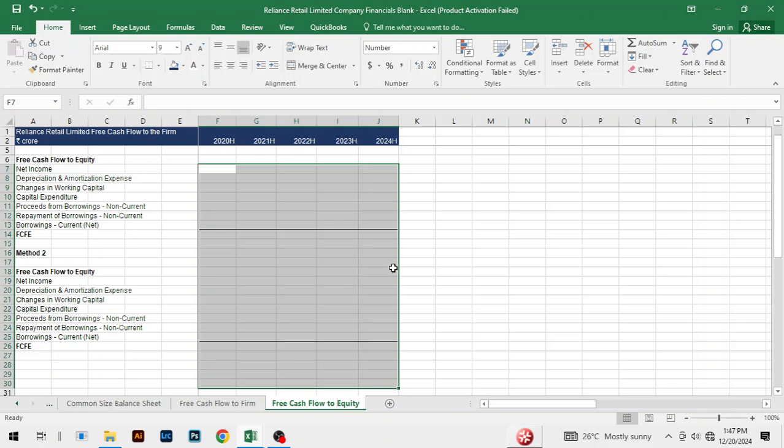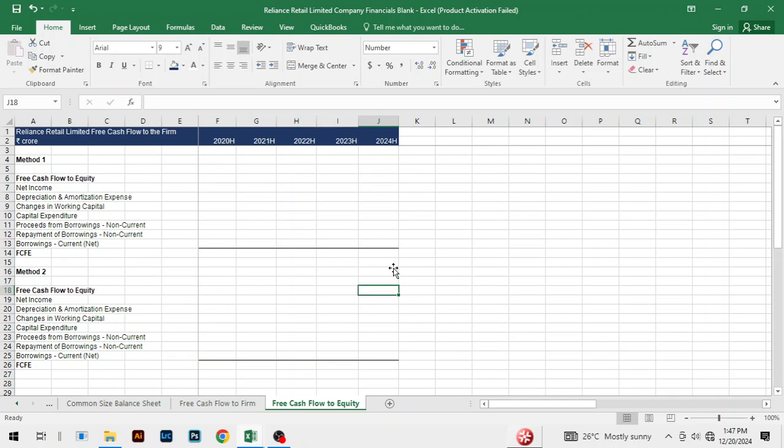And now we move on to compute the free cash flow to equity. So these are cash flows that are only attributed to equity holders, and we use free cash flows to equity to get the value of equity in the firm. So the first one, we're just going to go with the flow of the financial statements.